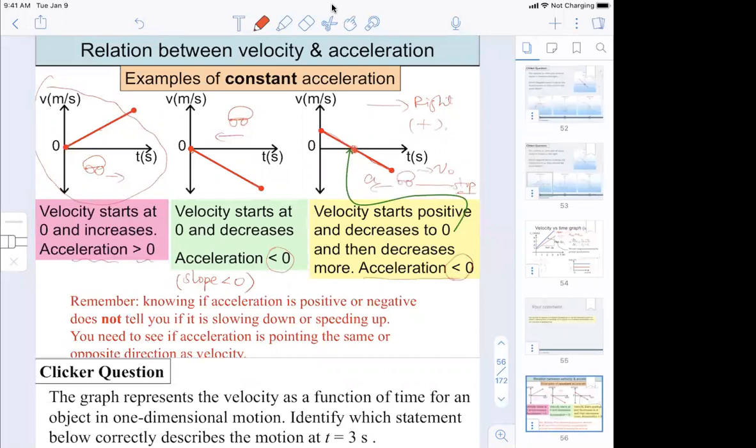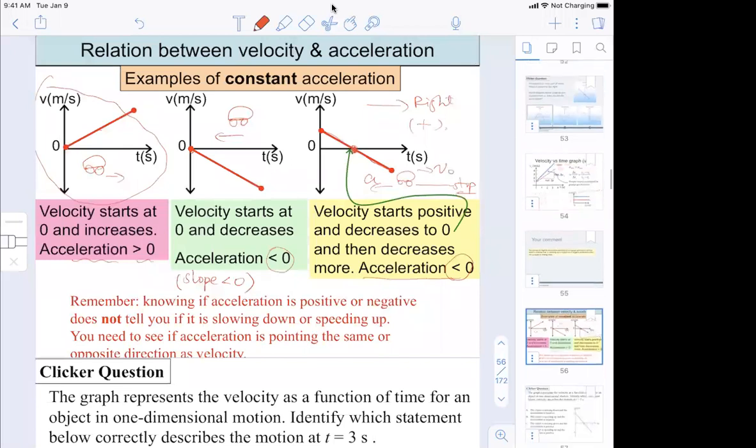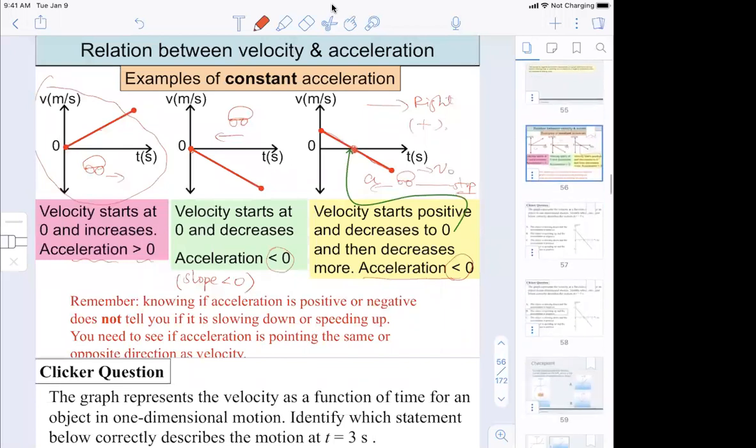Again, don't worry too much about the sign of the accelerations. You have to look at whether the acceleration and velocity are in the same direction or not to tell if it is speeding up or slowing down. So that's something I wanted to emphasize.